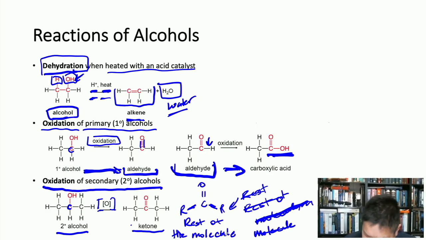But if you ever see an R on anything, that's what it stands for. Colloquially, rest of the molecule. Could be anything, right? And a ketone is basically an oxygen double bonded to carbon with the rest of the molecule on either side. Okay.